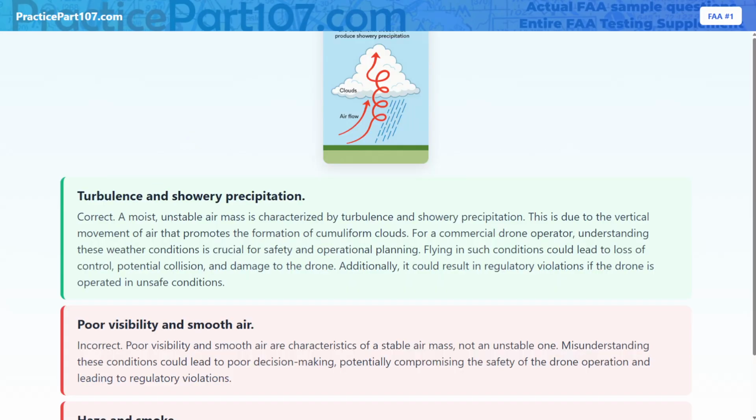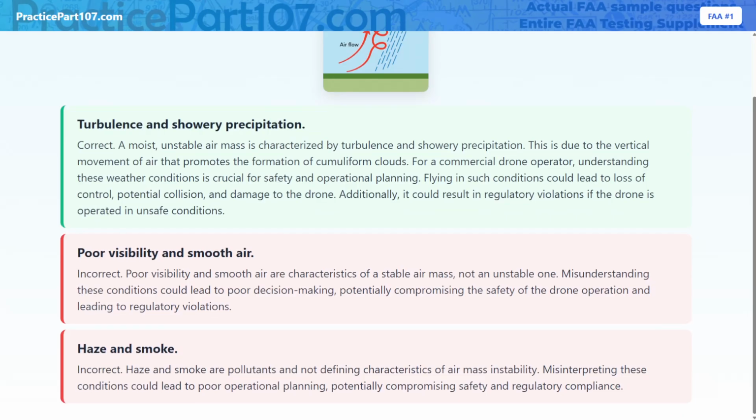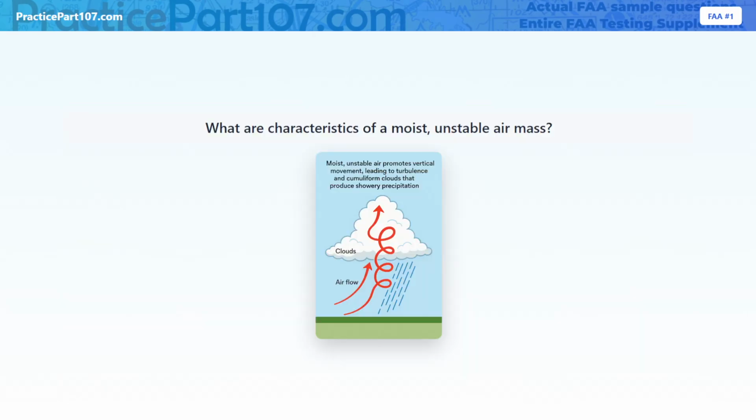Some other text you can stop and read. Pause the video. So let's look here, do a little deeper dive. What are the characteristics? We can see as unstable air is moving up, it creates cumuloform clouds, which then produces the showery precipitation.